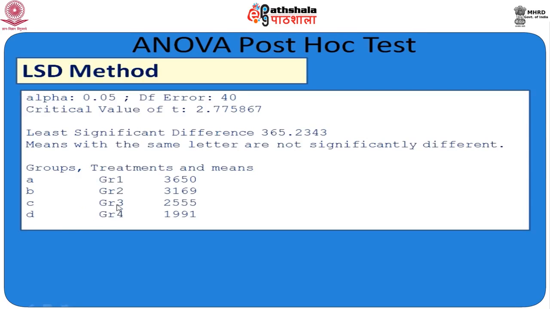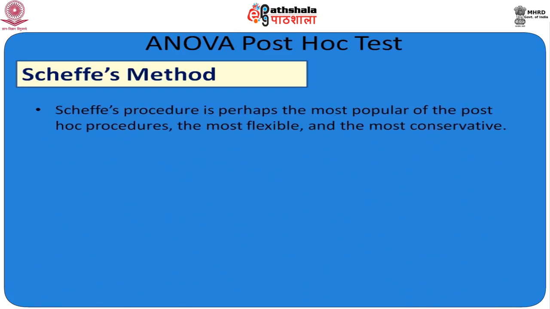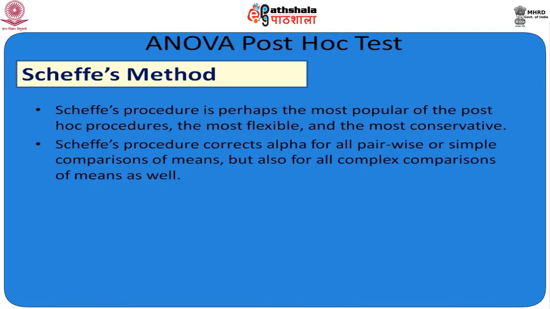That means all 4 letters are distinct and different, so all the 4 groups are significantly different, as we saw earlier. So next we'll focus on Scheffe's method. Scheffe's procedure is perhaps the most popular of the post-hoc procedures, the most flexible and most conservative. It corrects alpha for all pairwise or simple comparisons of means, but also all complex comparisons of means as well. That's why Scheffe's is the most popular method.